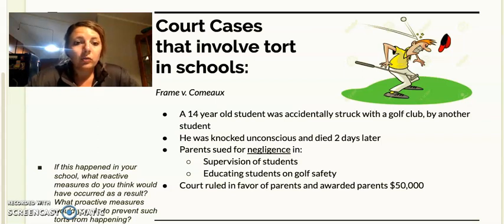The parents sued for negligence, that the students were not properly supervised and that they weren't protecting students within a safe, or putting them within a safe proximity of the swinging golf clubs, and that they did not properly educate students on golf safety and being safe when you're playing and being aware of others around you. The court ruled in favor, and they were awarded $50,000 in favor of the parents.